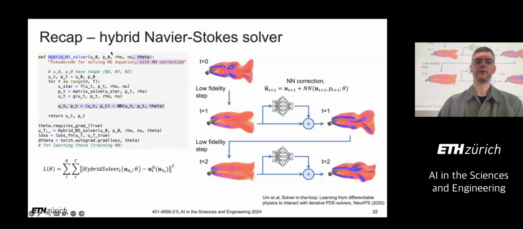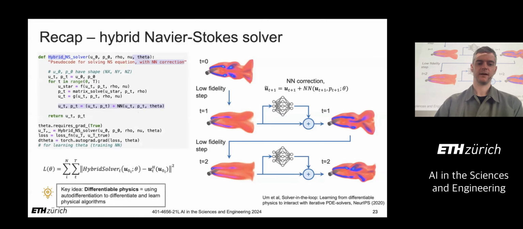This is the pseudocode for the hybrid solver, and it has the neural network in the middle of the code. We're using autograd to differentiate through this whole algorithm end to end, with a loss function that just matches the final outputs of the hybrid solver with some ground truth high fidelity simulation. This is the key idea of hybrid techniques. We also call this differentiable physics, using Autodiff to differentiate and learn physical algorithms. Hopefully you fully understand and appreciate that key idea now.